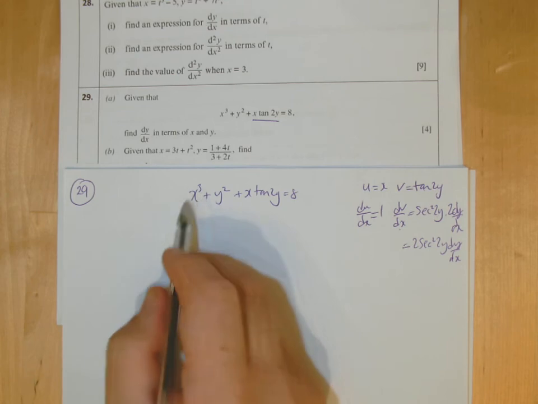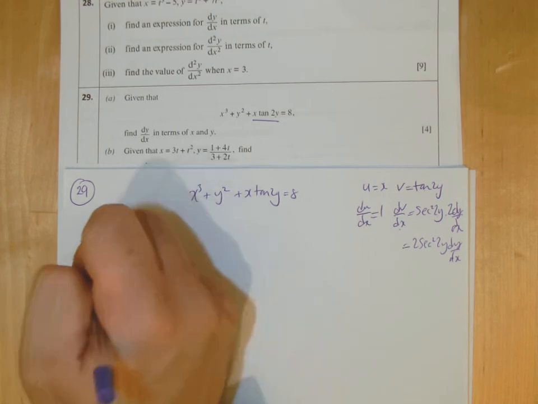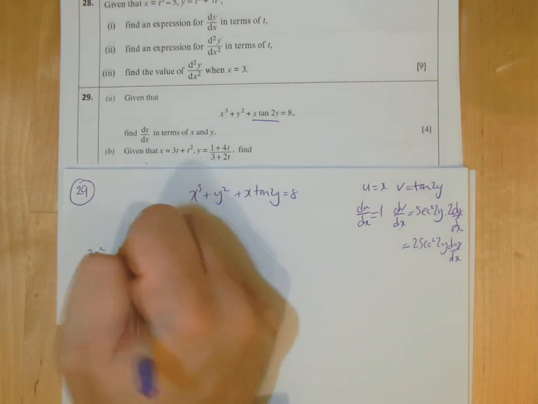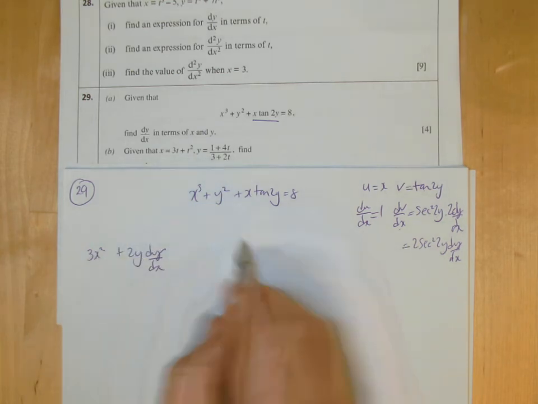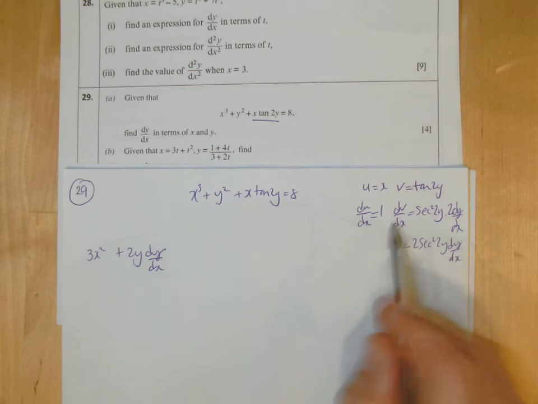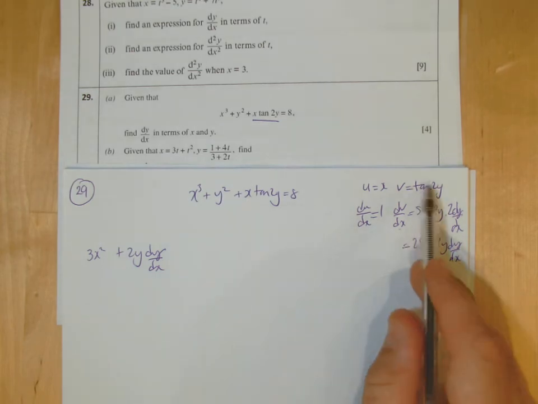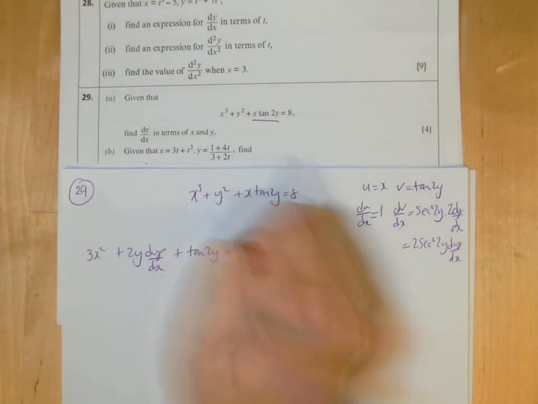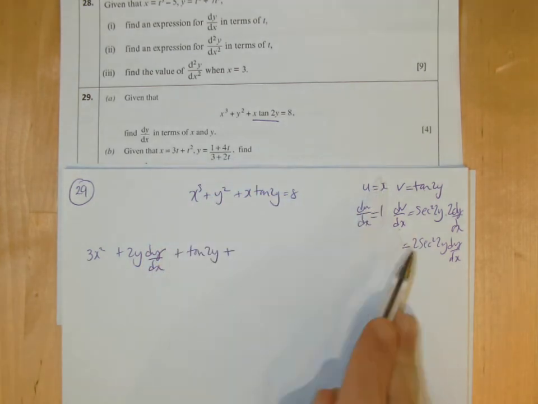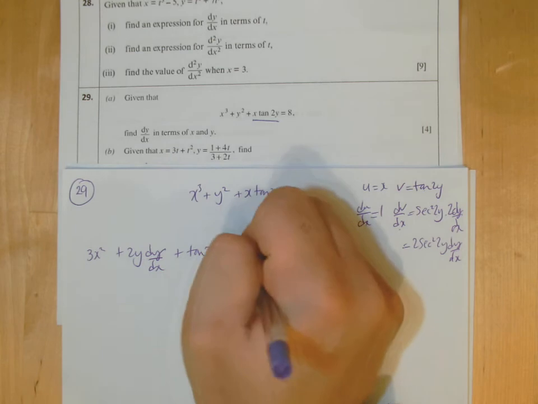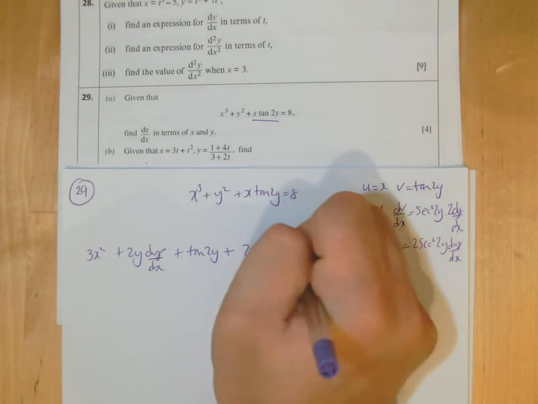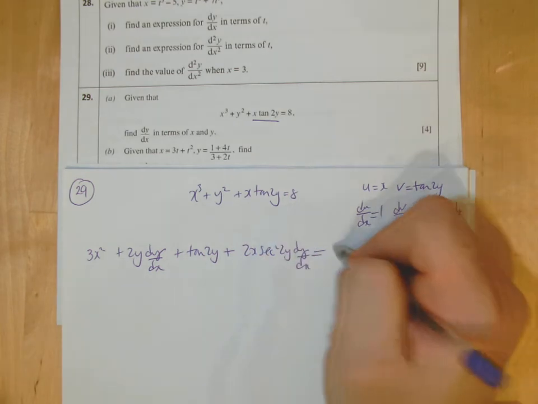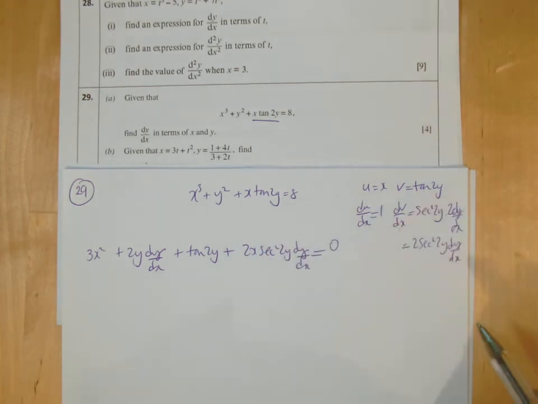Okay, so when it comes to differentiating this, that's 3x squared, and that's 2y dy/dx. This then is what we've got over here, the product rule. So v du/dx, so tan 2y, plus u dv/dx, so plus 2x sec squared 2y dy/dx. And of course, the 8 just becomes 0 when you differentiate that.